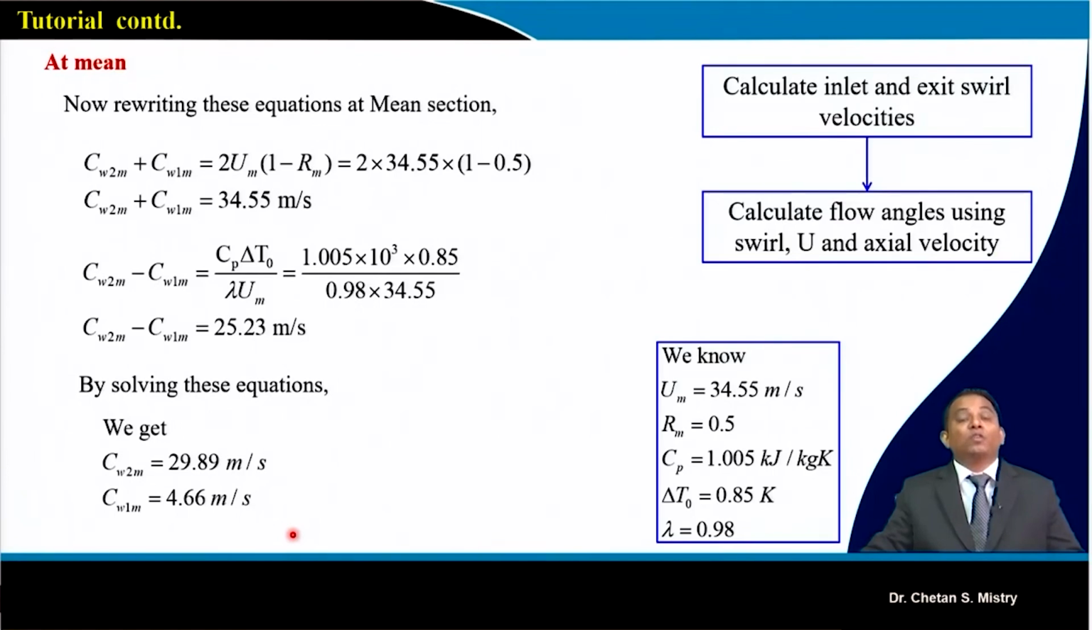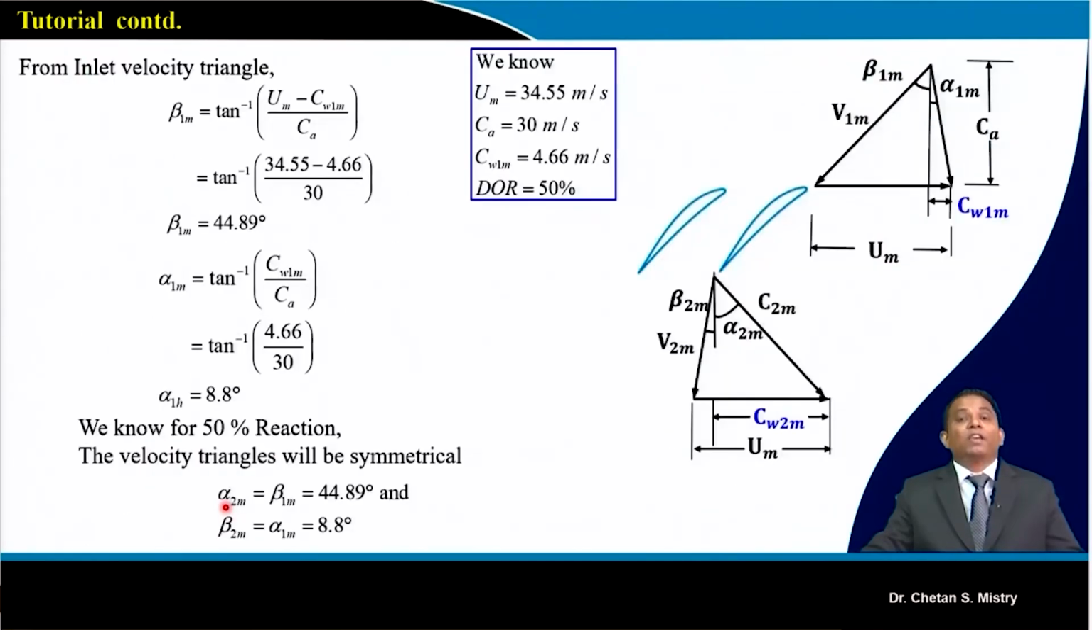In line with that, we can do our calculation at the mid station. So we can rewrite the equation and do our calculation for two different approaches: one, the constant reaction, and my work done equation. We will get our CW2 variation at the mid station, and we can calculate our CW1 at the mid station. Once we have these bulk components, they give us an idea of how to calculate the variation of our flow angles.